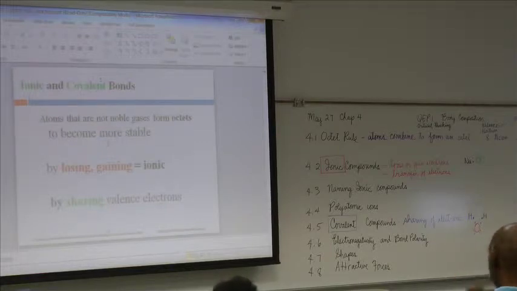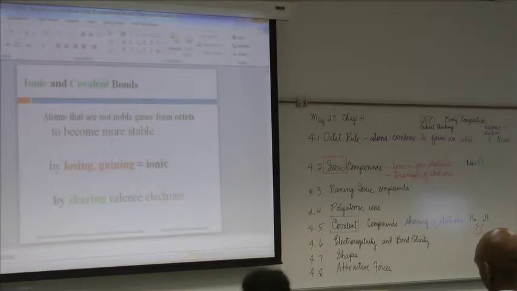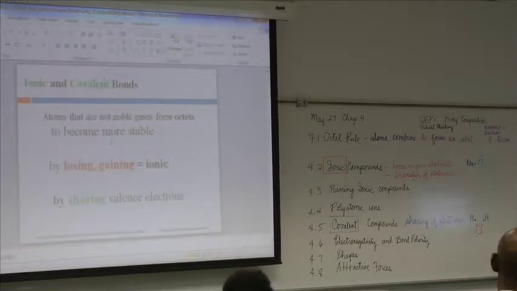Because in the outermost shell of sodium there's only one electron, so they are group one. In the outermost shell of calcium and magnesium, there are two electrons, so group two. Right? So if we look at neon, neon has 10 electrons. You see the number 10 at the top? So 10 electrons.